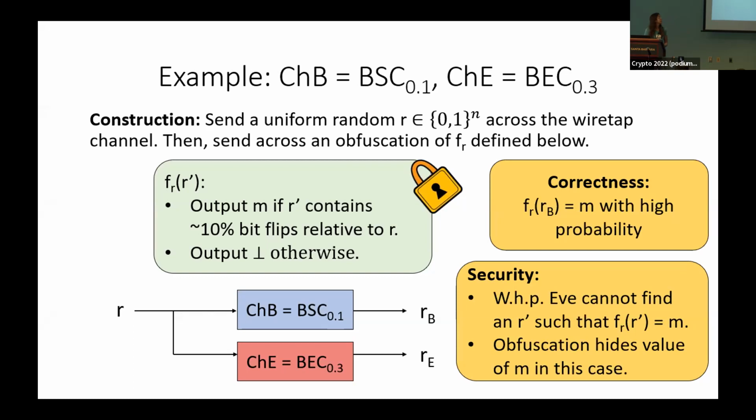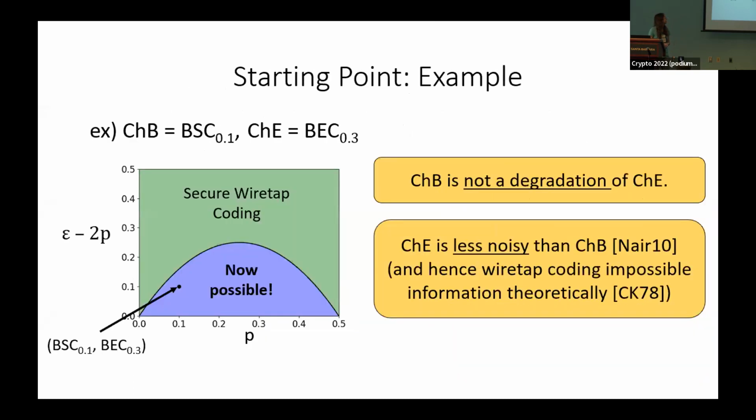In fact, more generally, this can work for any pair of BSC, BEC channels in the less noisy case. So this entire blue area we had before is now actually possible in the computational world, assuming this obfuscation. Okay, but again, this is just two channels, BSCs and BECs. What can we do more generally?